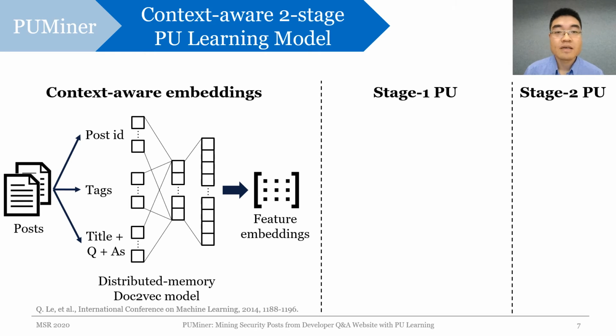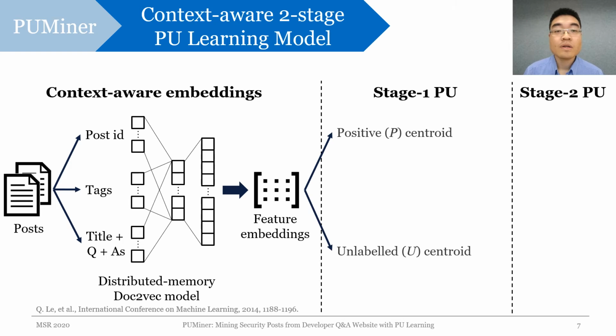After this process, we obtain the feature embeddings where similar content and posts stay close to each other in the embedding space. Next is the two-stage PU method that extracts non-security posts from the unlabeled set by contrasting their features with the security ones. Accordingly, we can transform this problem back to a traditional binary classification.